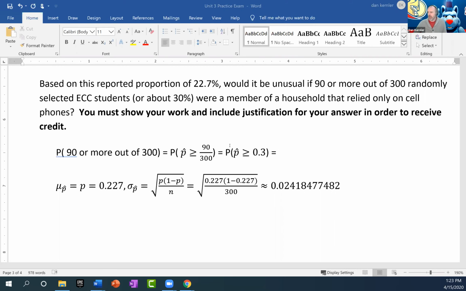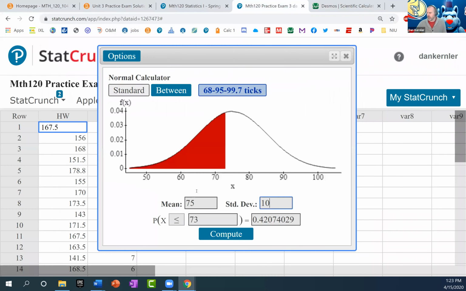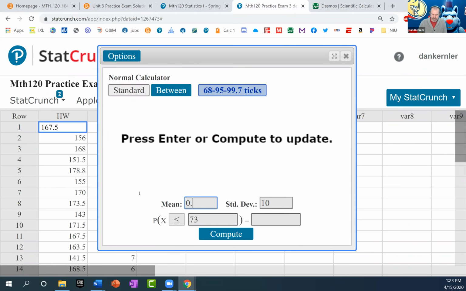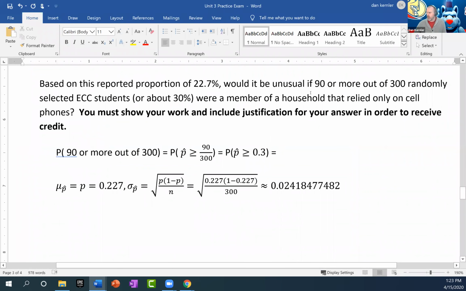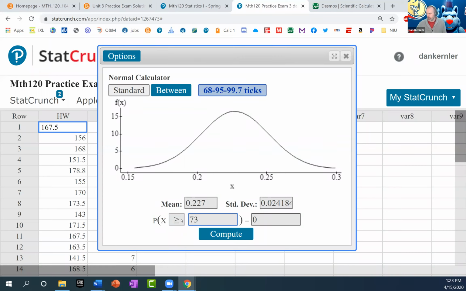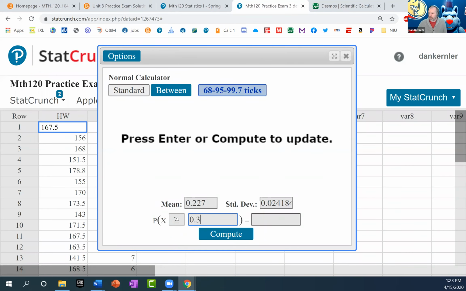Okay, so normal calculator, back to our StatCrunch. Normal calculator, mean is the population proportion, and standard deviation was our funky decimal. I just pasted it in there, 0.02418. And we want to find the probability of getting, isn't it greater than this time? Would it be unusual if 90 or more out of 300? So we're going to go greater than or equal to 0.3.